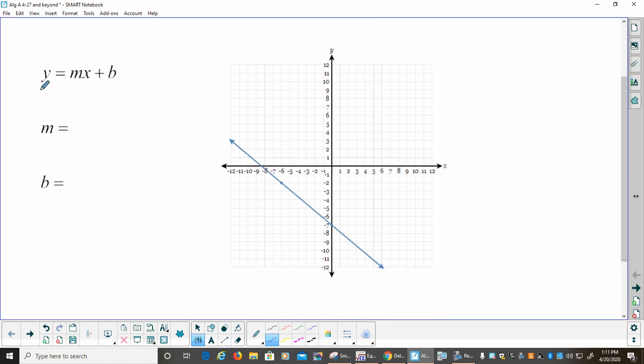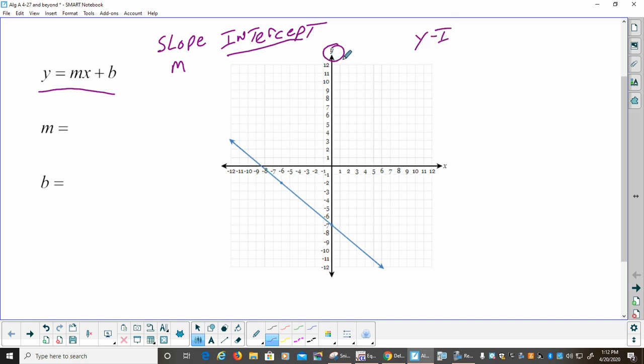You guys are going to be writing equations of lines. The format of this equation is called slope-intercept form. Slope again was the letter M. And the intercept that they're talking about here is the y-intercept. Again, this is the y-axis, and it's where you're crossing the y-axis.